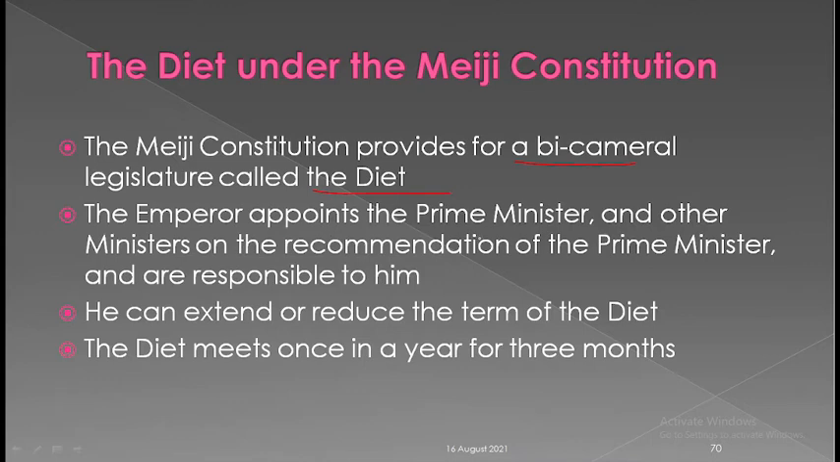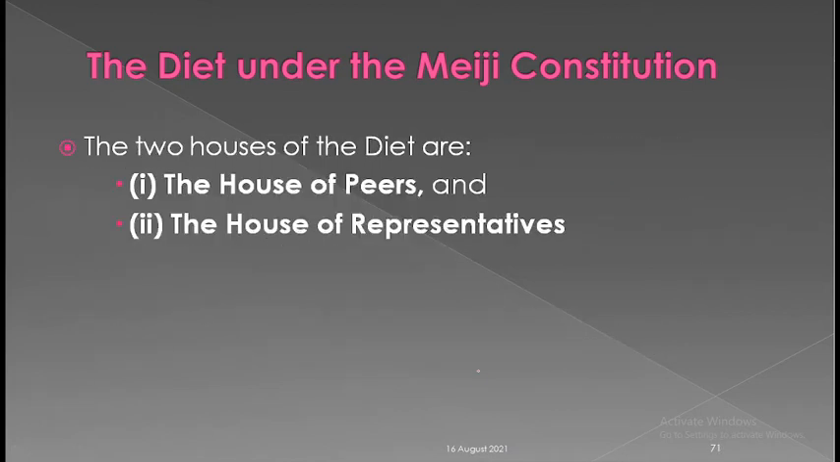The Emperor appoints the Prime Minister and other ministers on the recommendation of the Prime Minister, and they are responsible to him. At present, under the Showa Constitution, the Cabinet is responsible to the House of Representatives, but under the Meiji Constitution, the Prime Minister and the Cabinet is responsible to the Emperor. The Emperor can extend or reduce the term of the Parliament. The Parliament meets once in a year for 3 months, but there can also be special sessions. The two houses of the Diet are the House of Peers and the House of Representatives.